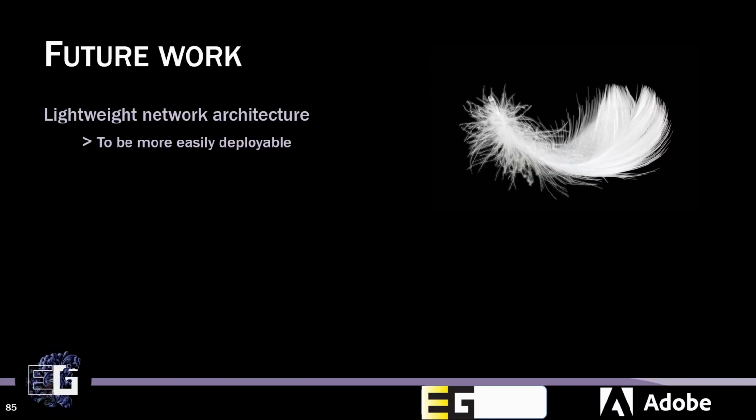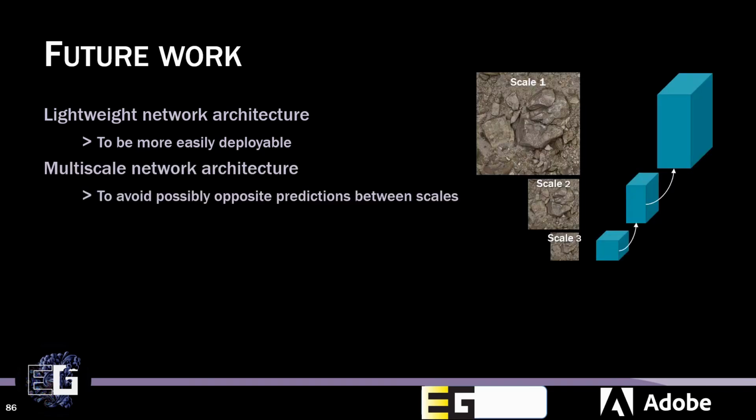As future work, we would like to investigate lightweight network architectures to be more easily deployable. We would like to replace the multiscale post-process blending by a multiscale network architecture to avoid possibly opposite predictions between the scales.